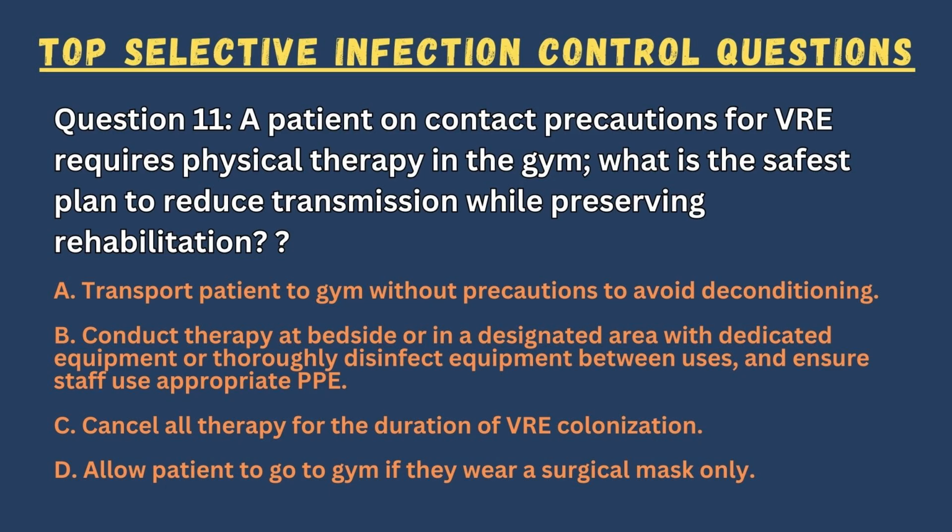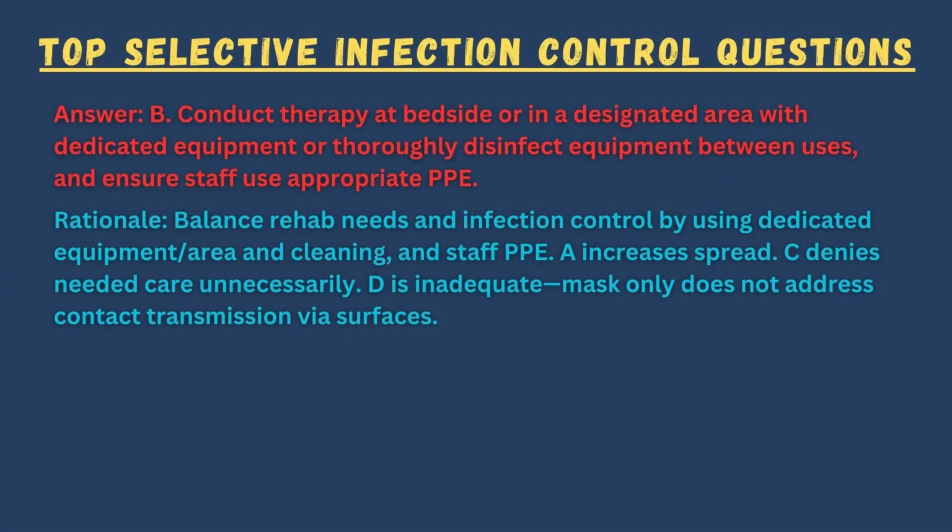Allow patient to go to gym if they wear a surgical mask only. Answer. B. Conduct therapy at bedside or in a designated area with dedicated equipment or thoroughly disinfect equipment between uses, and ensure staff use appropriate PPE. Rationale. Balance rehab needs and infection control by using dedicated equipment or area and cleaning and staff PPE. A. Increases spread. C. Denies needed care unnecessarily. D. Is inadequate. Mask only does not address contact transmission via surfaces.